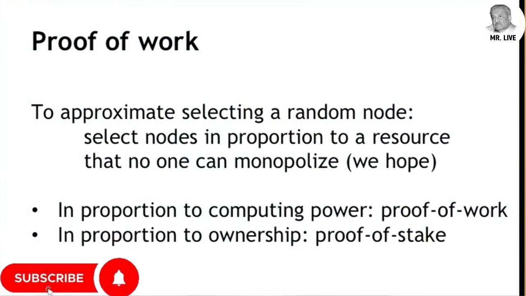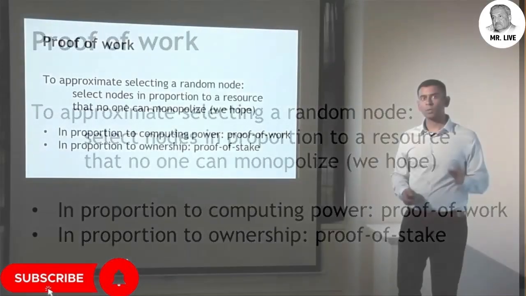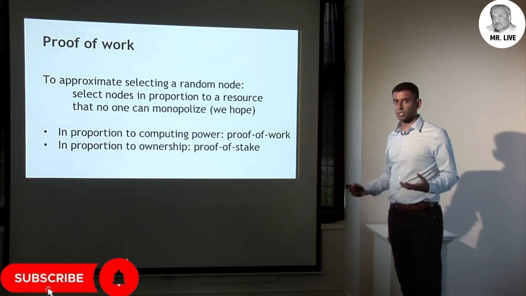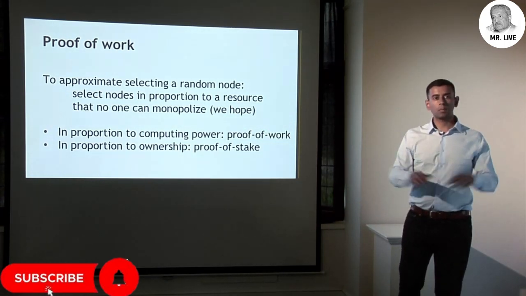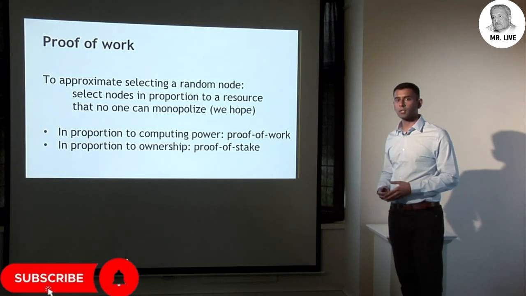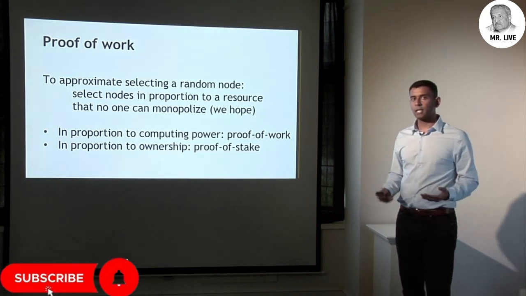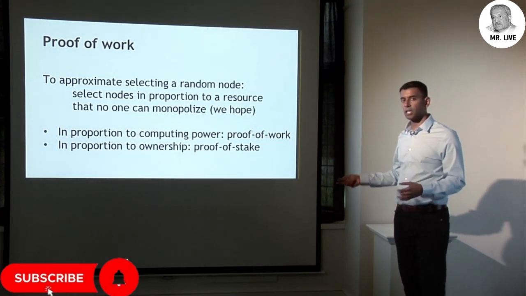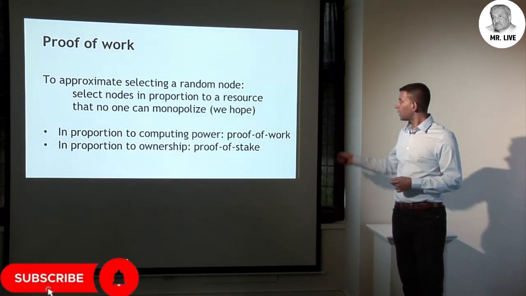Here's the key idea. Instead of picking a random node, we do something a little bit different, which is we approximate selecting a random node by instead selecting nodes in proportion to a resource that we hope that nobody can monopolize. What does that mean? Well, if that resource that we're talking about is computing power, then it's a proof of work system where we somehow select nodes in proportion to their computing power. Alternately, it could be in proportion to ownership of the currency, and this is a legitimate alternate model. It's not used in Bitcoin, but it's been proposed and it's used in a lot of alternatives to Bitcoin, and that's called proof of stake, which we'll see in a later lecture. But let's come back to proof of work.